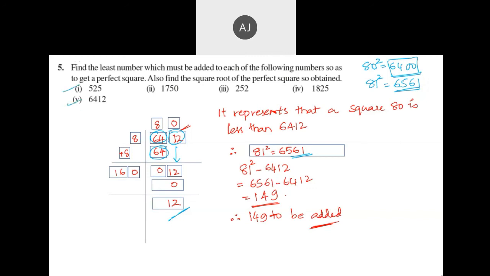Please try these remaining questions. When you solve these remaining questions, you will understand whether you have really understood it or not. Now, with this question, I'll end today's session because the time is up. If there is any doubt, you can ask.